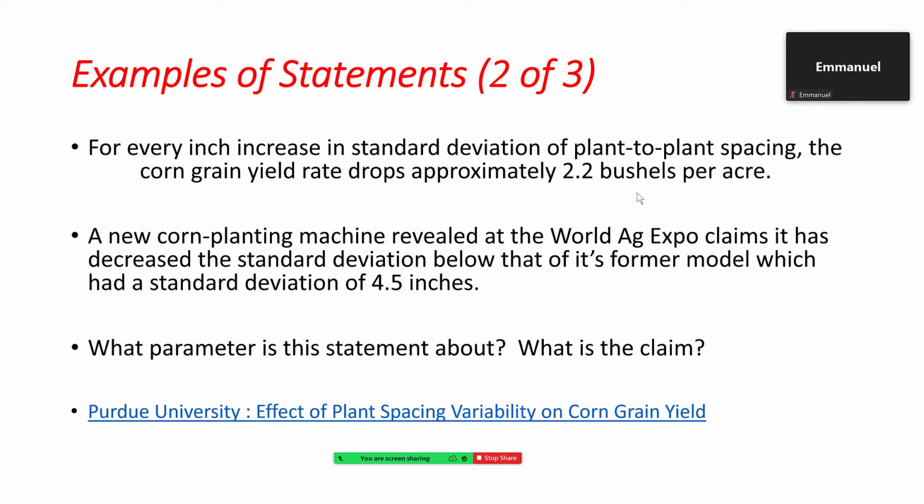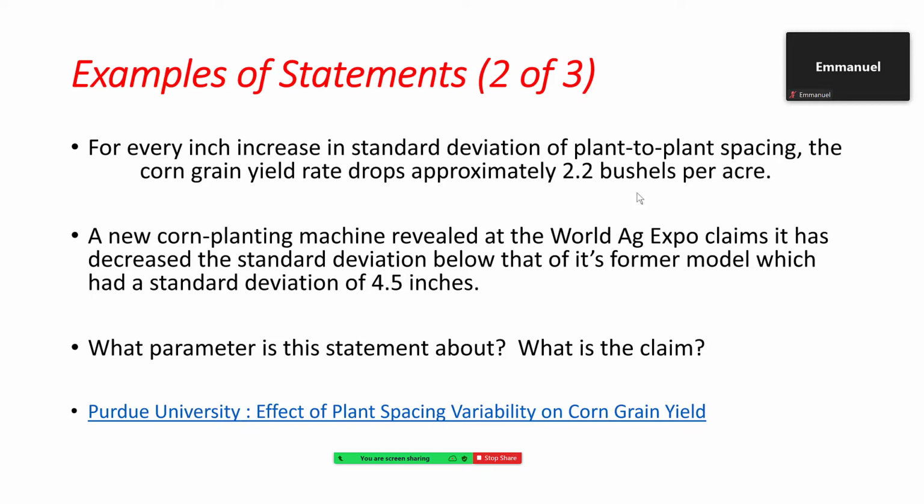This is an interesting thing. I teach in Tulare when I'm in person, so a lot of these are agriculture based. For every inch increase in standard deviation of plant-to-plant spacing for corn, the corn grain yield drops approximately 2.2 bushels per acre. A new corn planting machine revealed at the World Ag Expo claims it has decreased the standard deviation below that of its former model, which had a standard deviation of 4.5 inches. What parameter is this statement about? What is the claim?